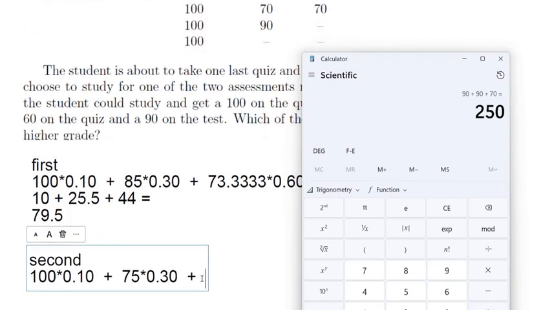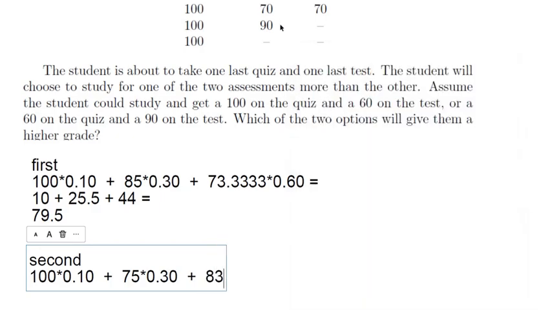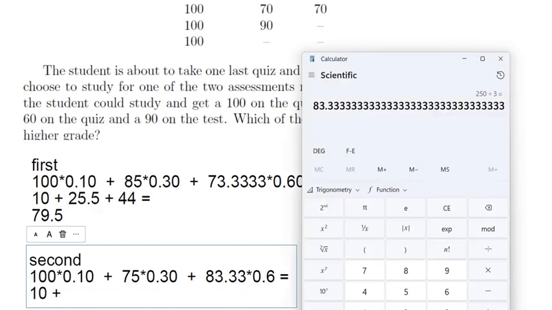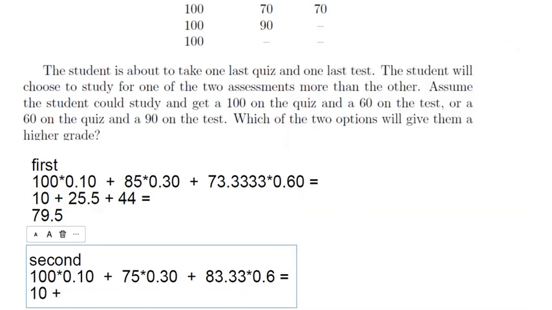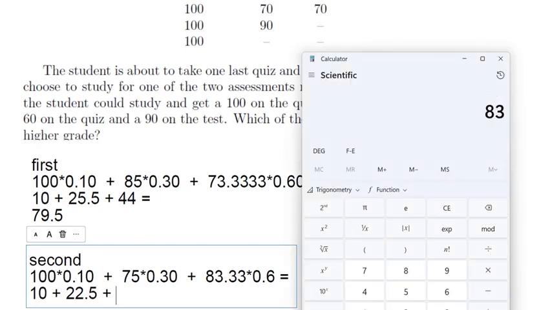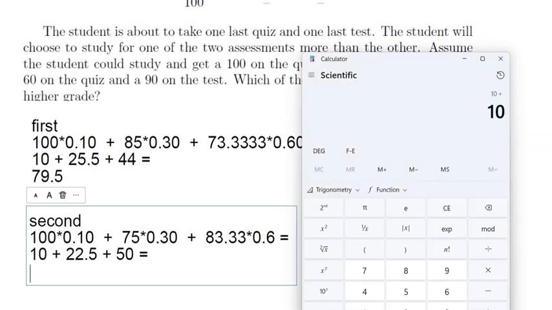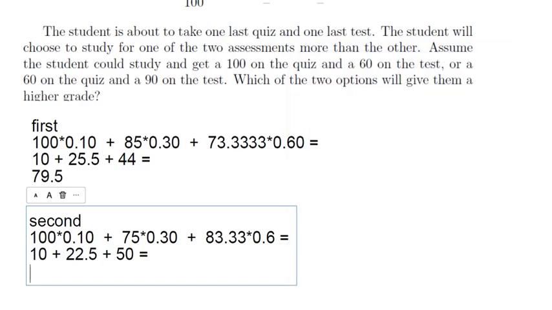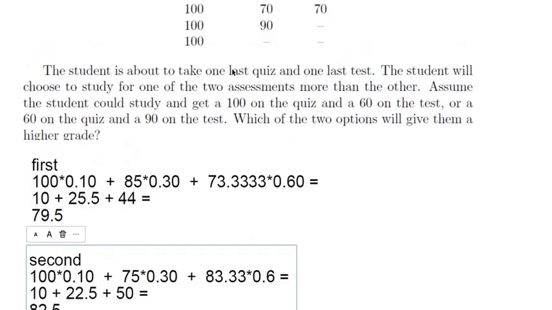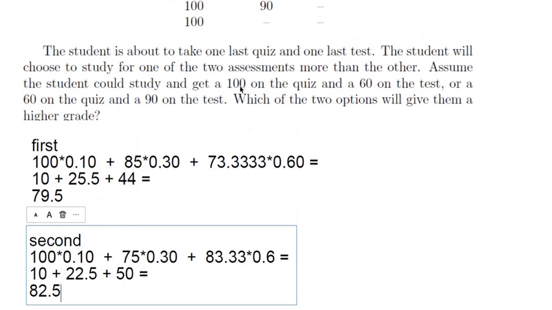So that's 250. We need to divide by 3 to find the average. So it's 83.3 repeating average on the test. So 75 times 0.3, that's 22.5. And that's 50. That's 82.5.